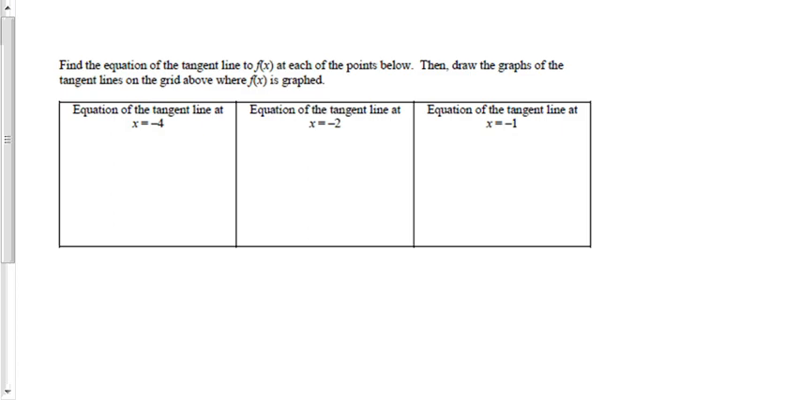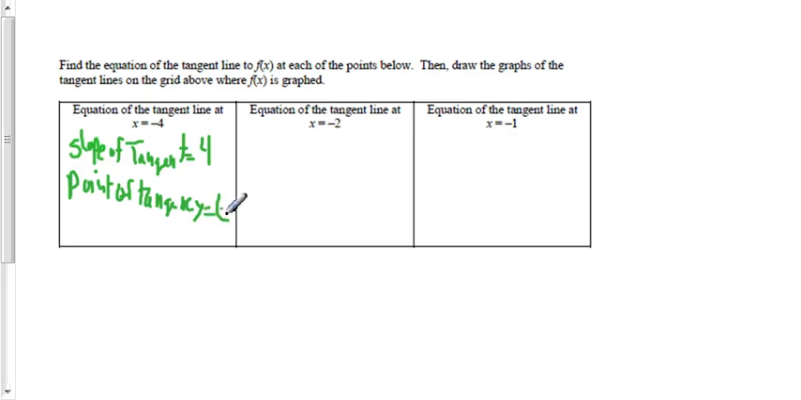So let's look at what we have. We know the slope of the tangent line, and we said that was equal to 4. And we know a point of tangency, and that point of tangency was (-4, 1).